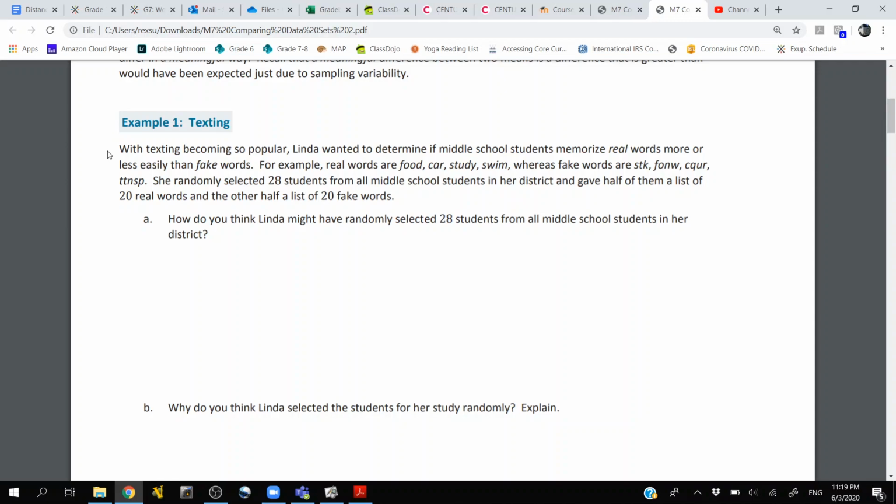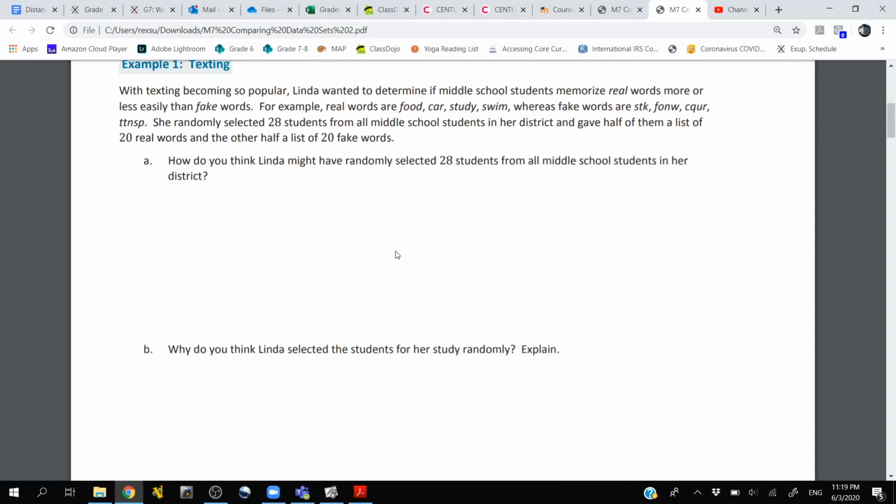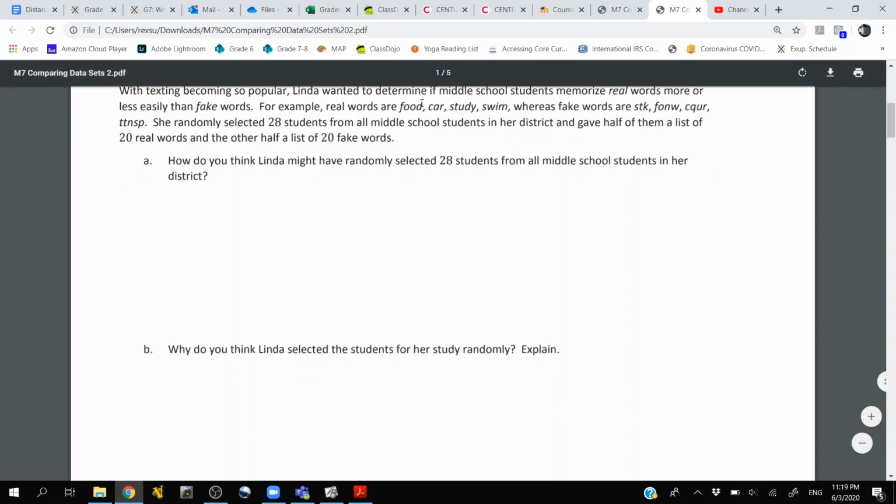With texting becoming popular, Linda wanted to determine if middle school students memorize real words more or less easily than fake words. So you can tell these are obviously real words and these are obviously fake words. She made a list of them and handed them out and wanted to see how well people could do remembering the real words versus the fake words. Obviously real words should be easier because we have context. We've already memorized these words.